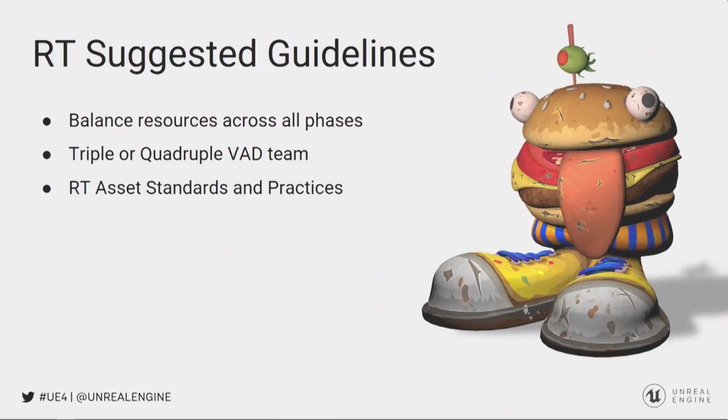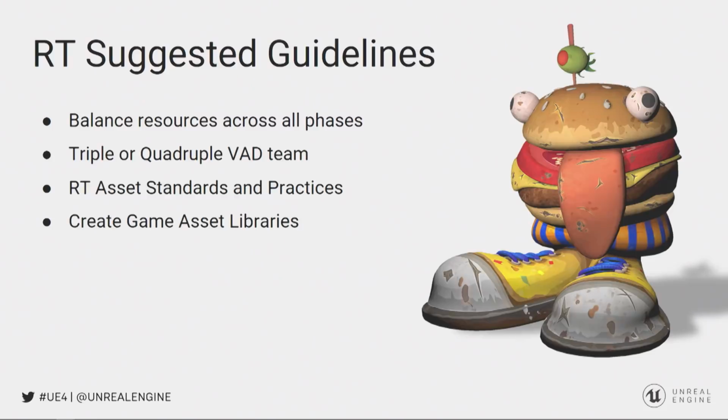Number three, create standards and practices focused around building real-time assets that are production ready, and you can start building them as early as possible. We're now starting to see, in pre-production, building production level assets that propagate through the entire pipeline. Create game libraries. Obviously, having a collection of these real-time assets is something that you could potentially reuse later, especially if you're using them for pre-visualization.